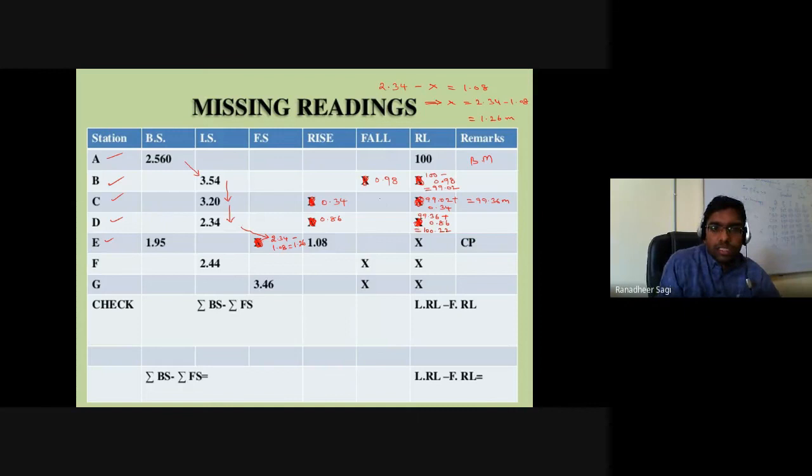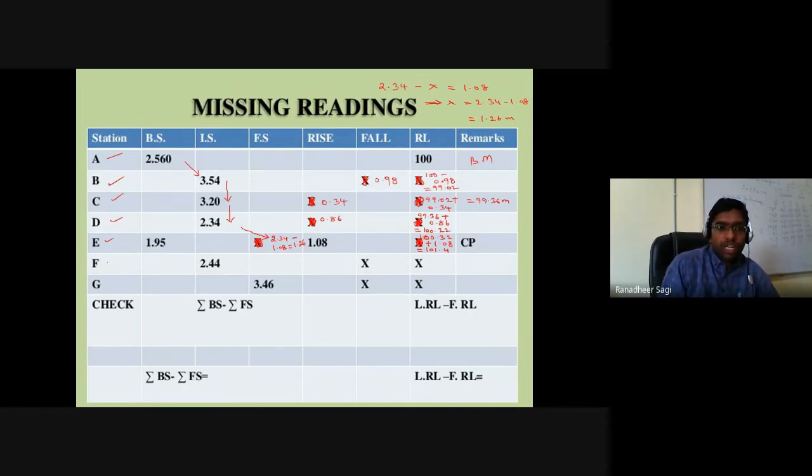Okay. So once the missing foresight data is calculated, then what is the RL value of your point E? RL value of point E is equal to RL value of point D, which is 100.32, plus the rise value at point E, so plus 1.08. Okay, so RL value of point E is calculated.